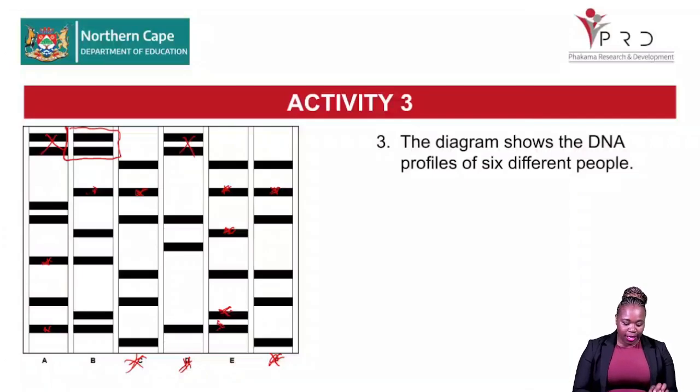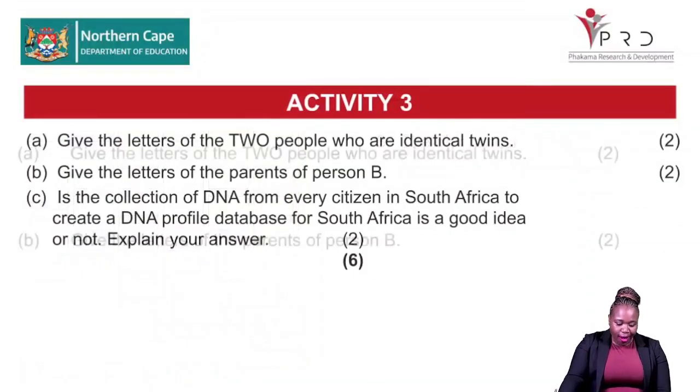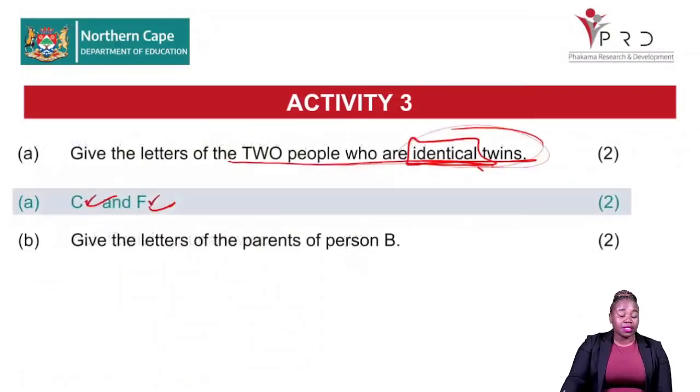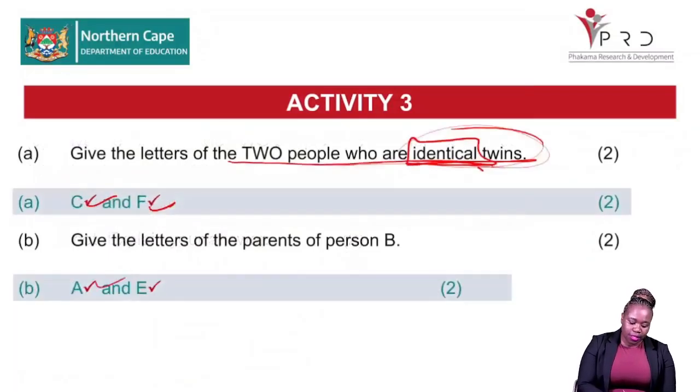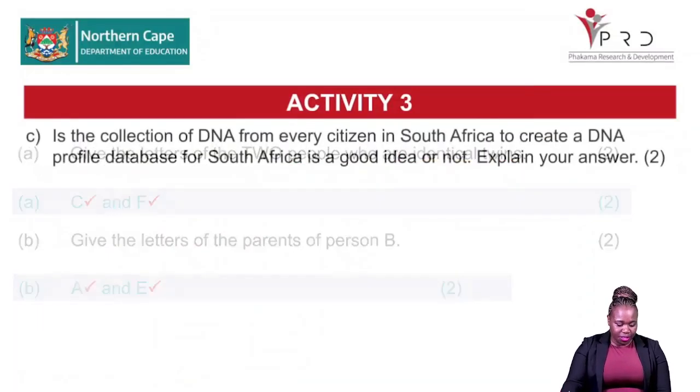C again, not the parent, because only one bar matched as we are looking at them. Now, if we look at A and E, the remaining ones, we can see that 1, 2, 3 have matched. And then again here, 1, 2, and 3 have matched, or we can say 4 have matched. Now we can then say that individual A and individual E are the parents of person B, right? So A and E are the parents of person B.